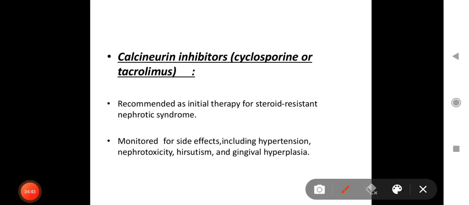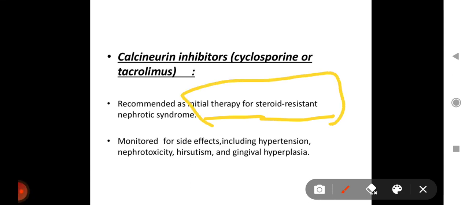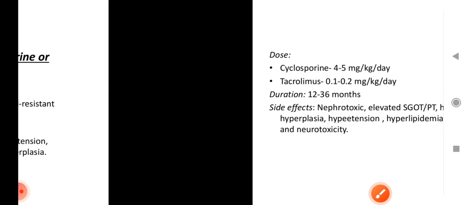Next is calcineurin inhibitors, cyclosporin and tacrolimus, recommended as initial therapy for steroid resistant nephrotic syndrome. It can be asked which is the recommended initial therapy of steroid-resistant cases. So calcineurin inhibitors can be given. Side effects: hypertension, nephrotoxicity, hirsutism, and gingival hyperplasia are seen.